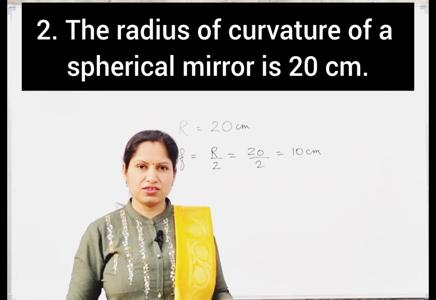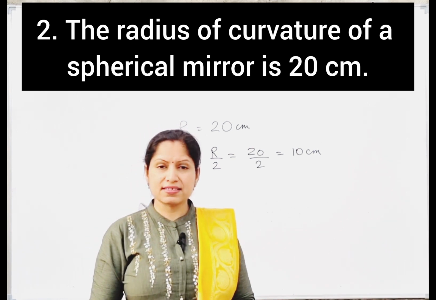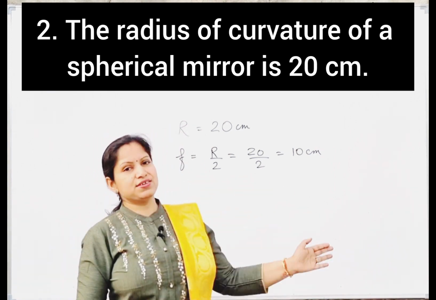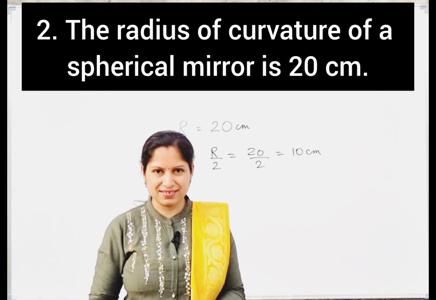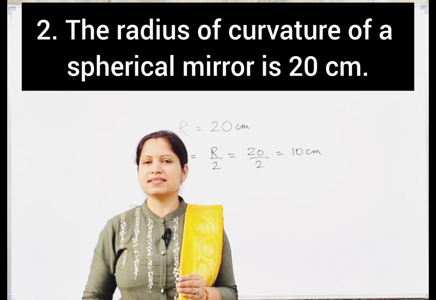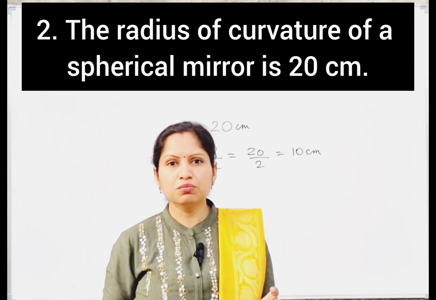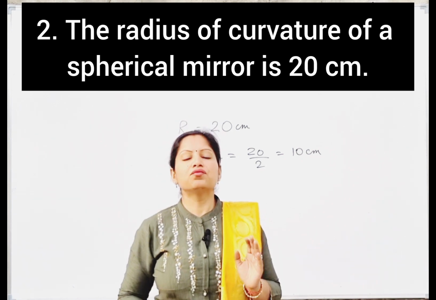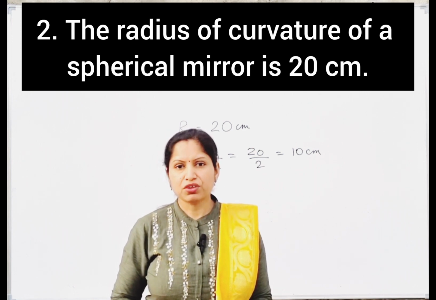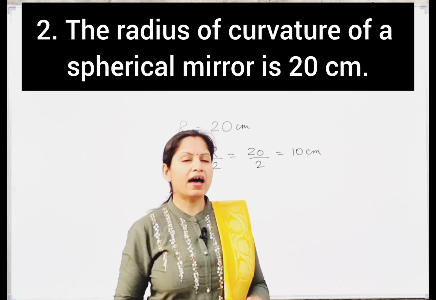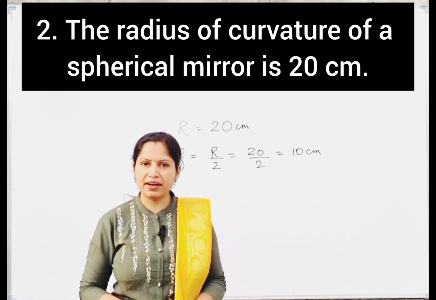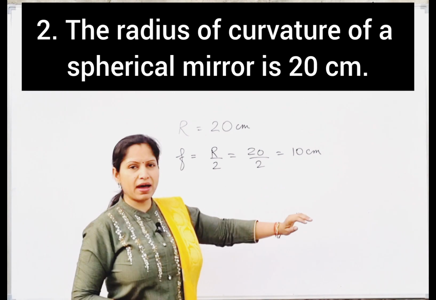I would like to add something extra. If there is a twist in this question and it's given that the radius of curvature of a concave mirror is 20 centimeter, then what will be your answer? Then your answer will be focal length is equal to minus 10 centimeter, because when they have specified that the mirror is a concave mirror, always remember that for a concave mirror the focal length is negative. In case it's given in the question that the mirror is a concave mirror, then you have to write that the focal length will be minus 10 centimeter.